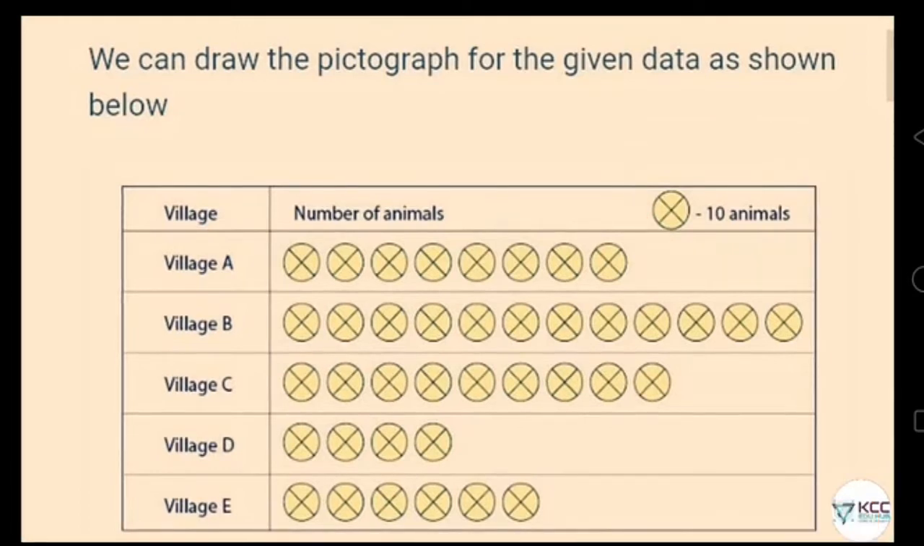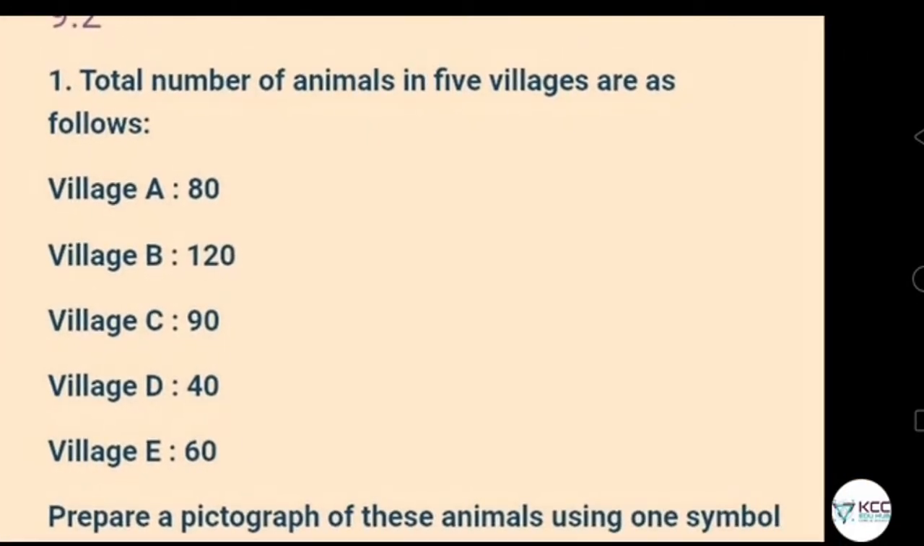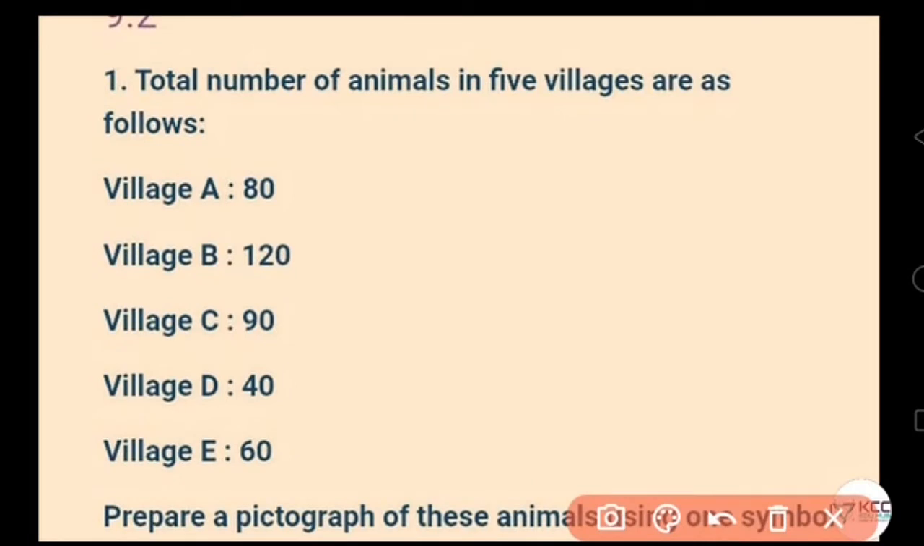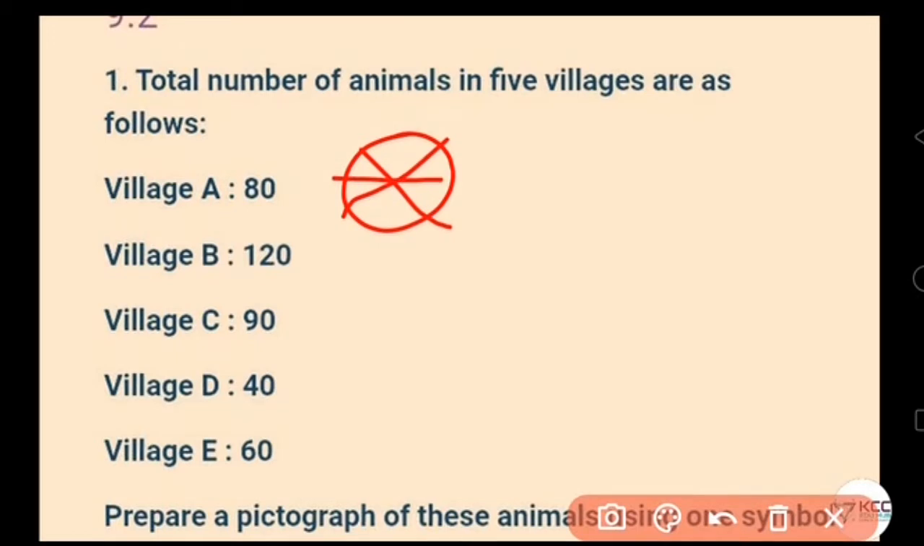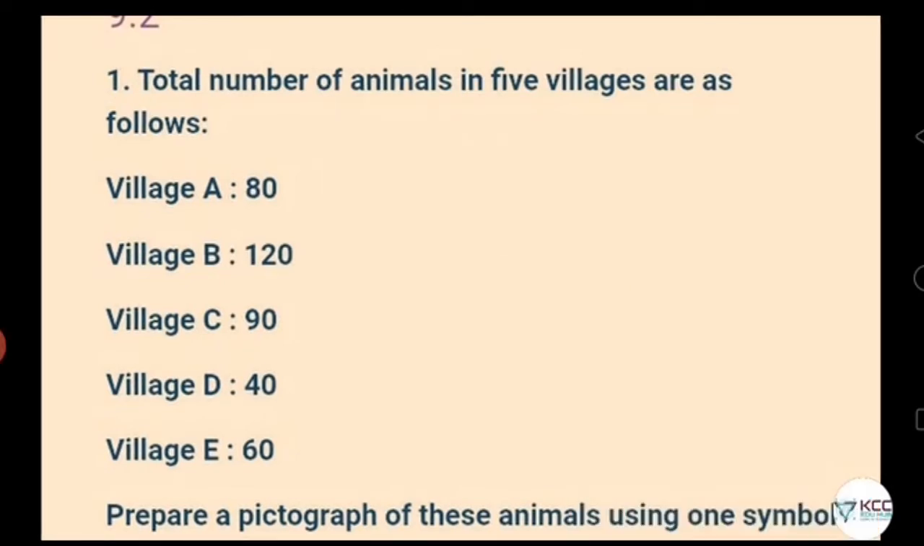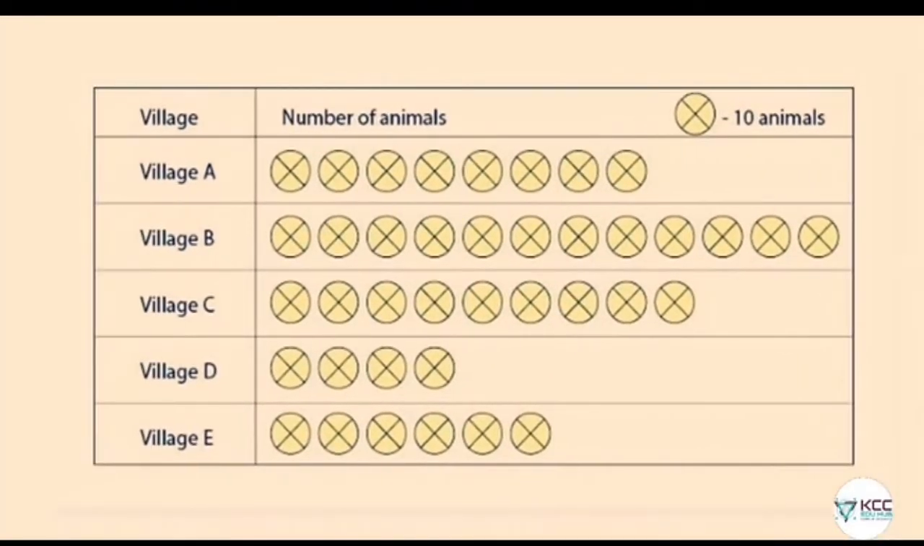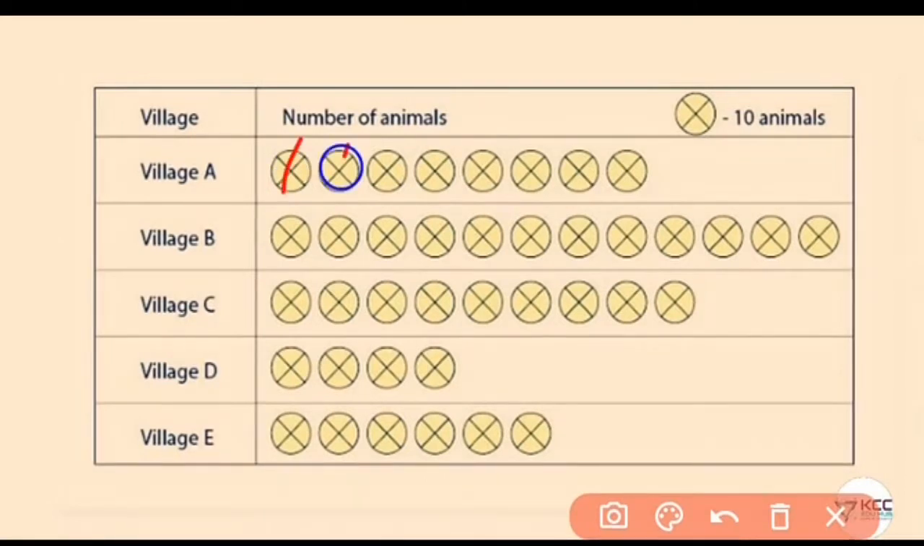So in village A, how many animals are there? 80 animals. So if 80 animals are there and this symbol equals to 10 animals, it means that we have to draw how many symbols? 8 symbols. If we draw the 8 symbols, it means that 8 tens are 80. So here we draw the 8 symbols: 1, 2, 3, 4, 5, 6, 7, 8.